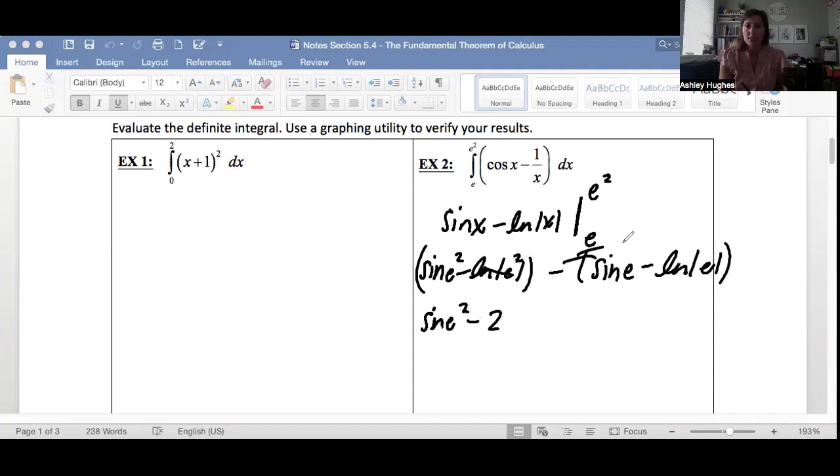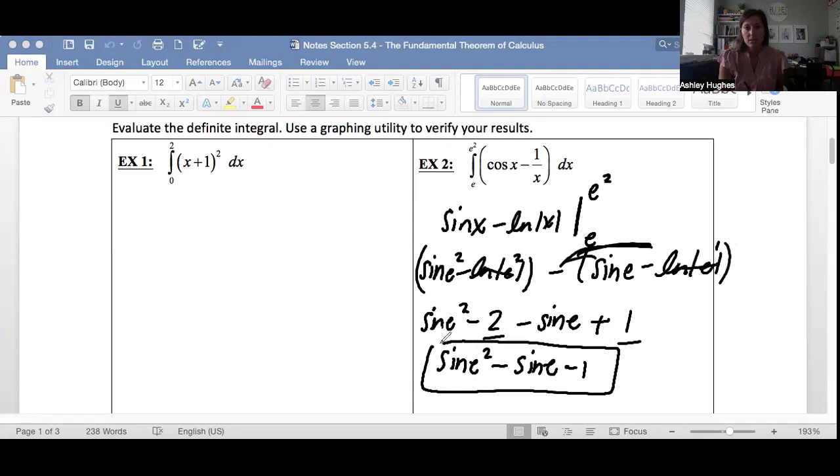And then we're going to distribute this negative. So minus sine of e, and then plus natural log of e cancel, you're going to get just the exponent, which is 1 here. So I have sine of e squared minus 2 plus 1. I'm going to write minus sine of e, and then if I combine negative 2 and a positive 1, I get negative 1. So this is my answer.